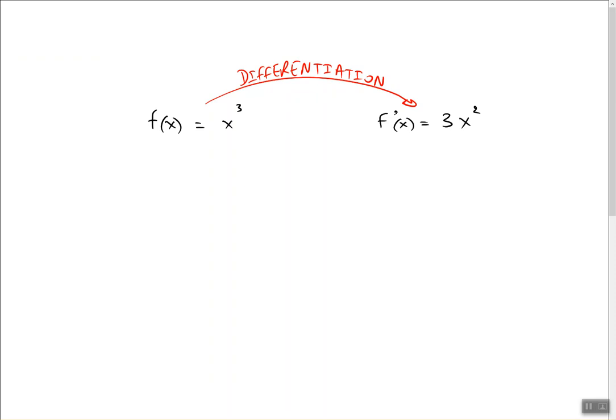Now, what if I asked you to go the other way around? What if I told you to start with the 3x squared and say, what function do you differentiate to get 3x squared? So if I told you I have 3x squared, what was the original thing? That is what we call anti-differentiation.